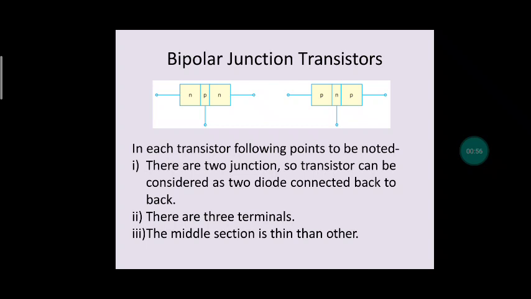This is a basic diagram of the NPN transistor and the PNP transistor. In the first diagram, the center has p-type material, which is a thin layer compared to the n-type material. In the second diagram, the center layer is n-type material, which is a thin layer compared to the p-type material.